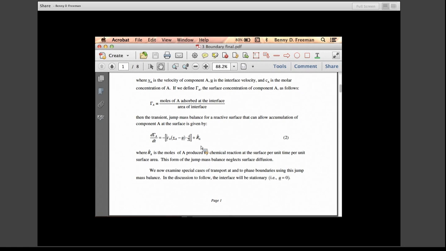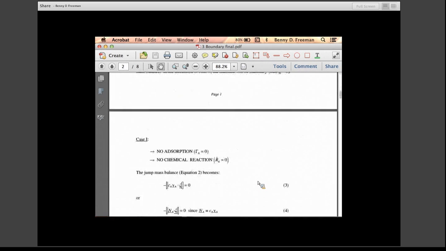Now, this particular form of the jump mass balance neglects surface diffusion. It assumes that the molecules, when they adsorb at the interface, don't move around on that interface. You can define a further variation of this where you allow for gradients in the surface concentration of material and allow surface diffusion to occur. We're going to look at a number of specific cases involving this result. We're going to take, for the time being, that the interface will be stationary so that we don't have to worry about that in trying to derive these very common boundary conditions.